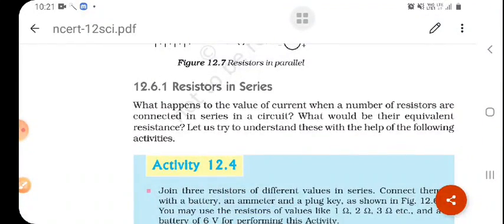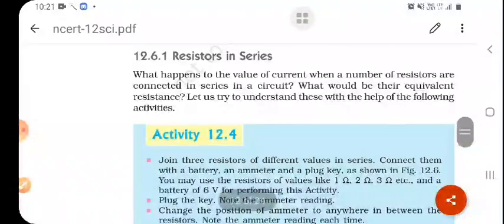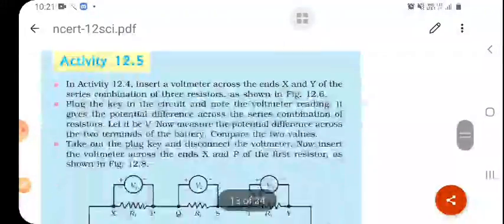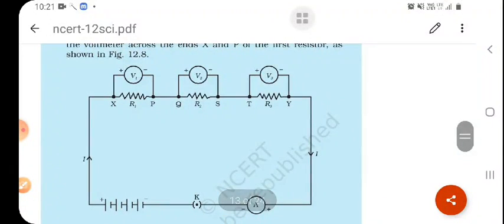Now, resistors in series. What happens to the value of current when a number of resistors are connected in series in a circuit? We can see here that the resistances are connected, and the potential drops V1, V2, V3 are different across each resistor in the series combination. If we use the parallel combination, the potential difference across the resistances is the same, but in the series combination, the potential differences across the resistances are different.